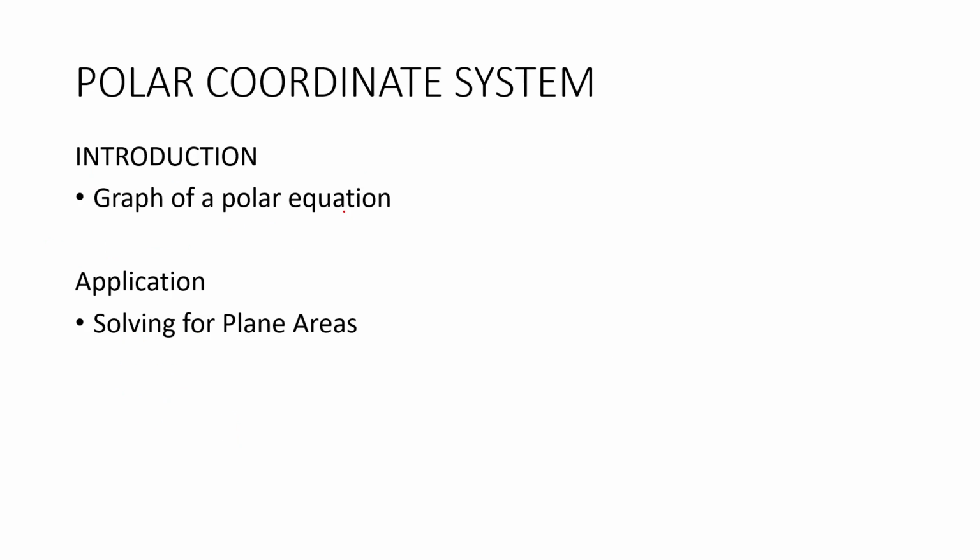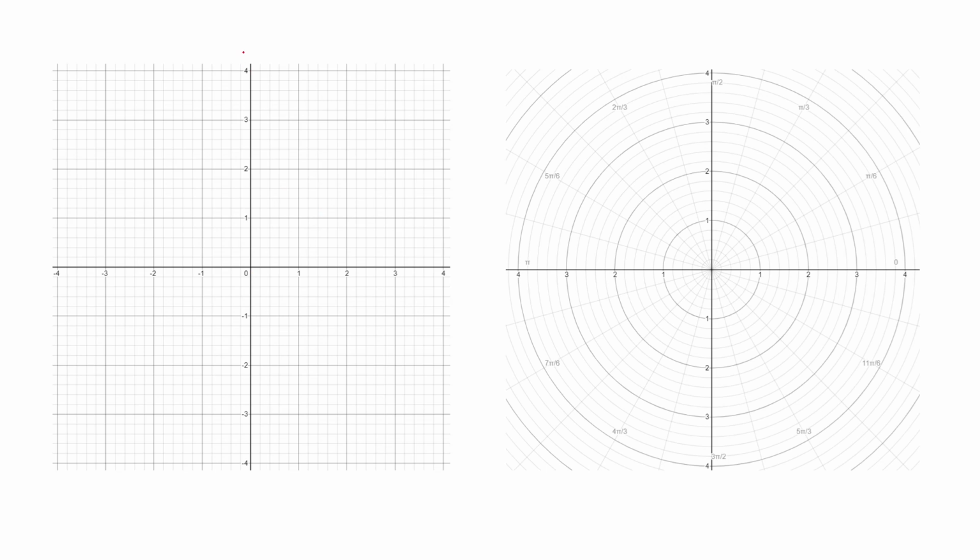Okay, so what we're going to do here is learn how to graph our polar equations, and then next is to solve the different types of area bounded by polar regions. So this is, let's say, a rectangular coordinate system.